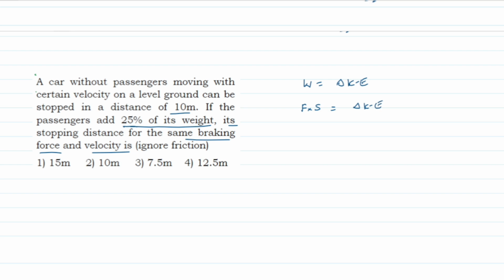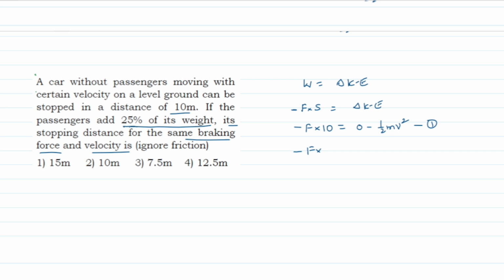Here the passengers are added. The braking force does the work; it is an opposing force, so force and displacement are in opposite directions. Initially it travels 10 meters. Then, if the passengers add 25% of its weight, the final kinetic energy is 0 and the initial kinetic energy is half mv square. This is the first case. In the next case, you are adding 25% of its weight, and you apply the retarding force again.